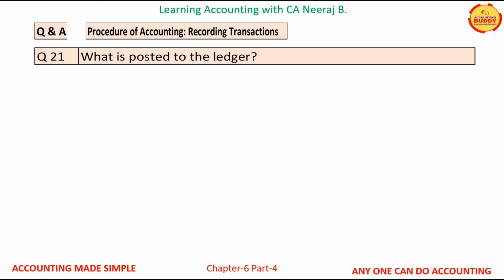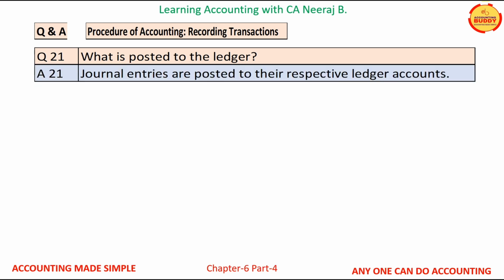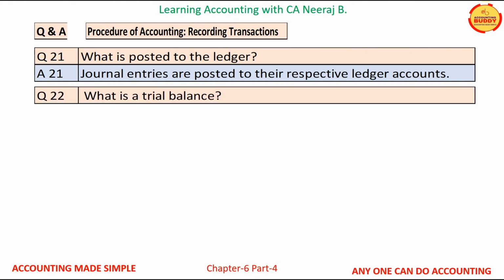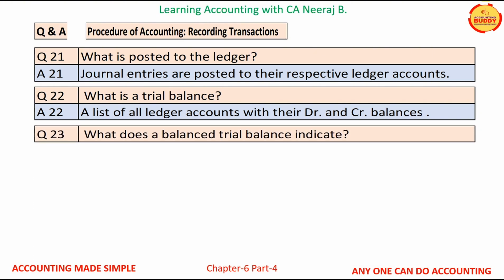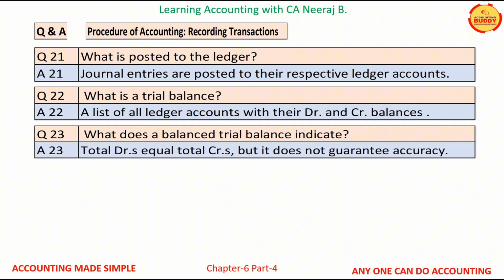Question 21 is, what is posted in the ledger? The answer is journal entries are posted to their respective ledger accounts. Question number 22, what is a trial balance? The answer is a list of all the ledger accounts with debit and credit balances is called a trial balance. Question number 23. What does a balanced trial balance indicate? The answer is total debits equal total credits, but it does not guarantee accuracy.